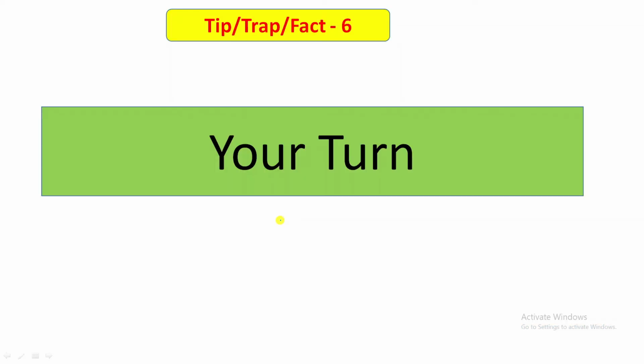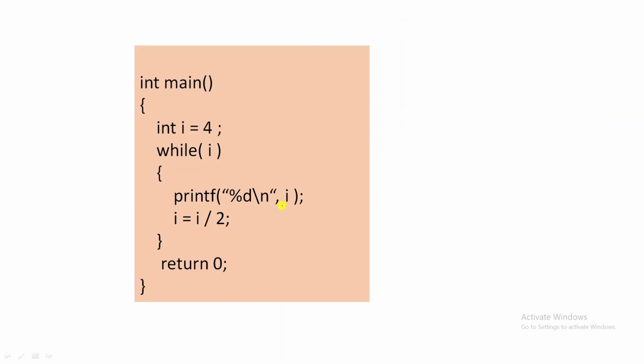So now let's move to our last part, and it is now your turn. Here is the question, and you have to tell me what is the output. We have written int i equal to 4, and here only i is there. We have not used any relational operator here. Then we print i, and we update i as i equal to i by 2. You can pause the video and think of the answer.